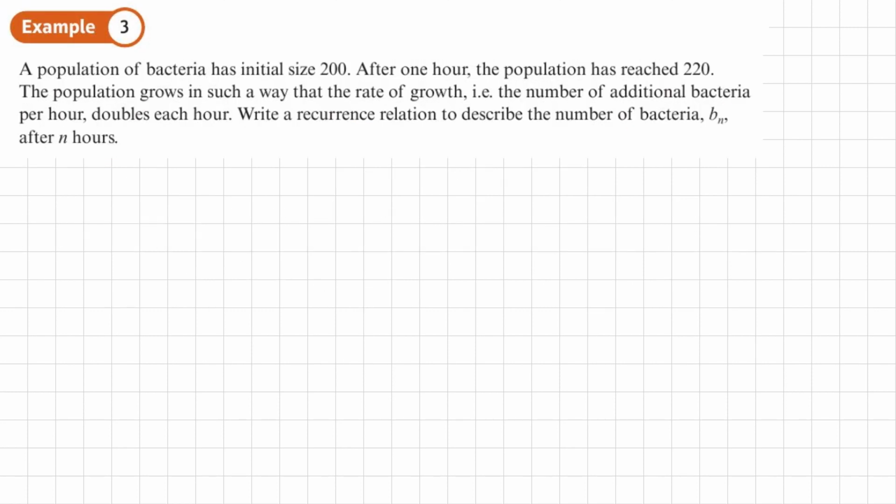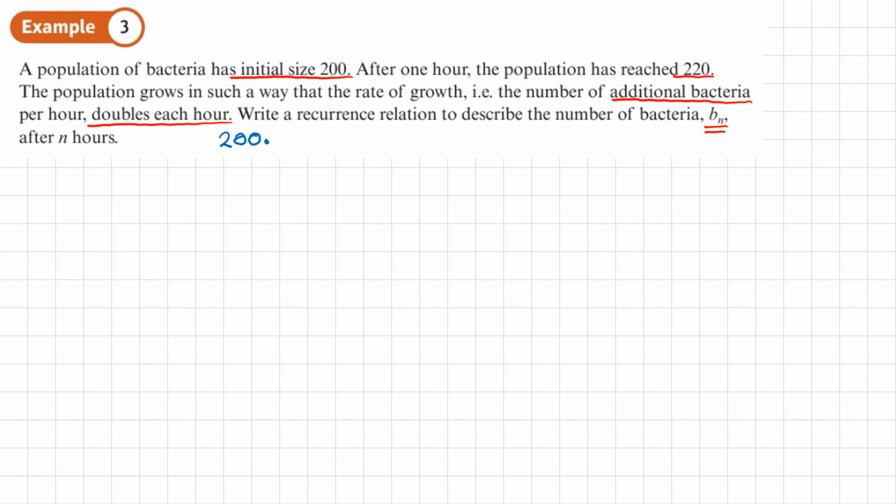So here we've got a population of bacteria that has an initial size of 200. So there's my initial condition. After 1 hour, the population has reached 220. The population grows at such a rate that the rate of growth, i.e. the number of additional bacteria, doubles each hour. We need to write a recurrence relation in terms of Bn. So before we do that, let's actually write down what this sequence looks like.